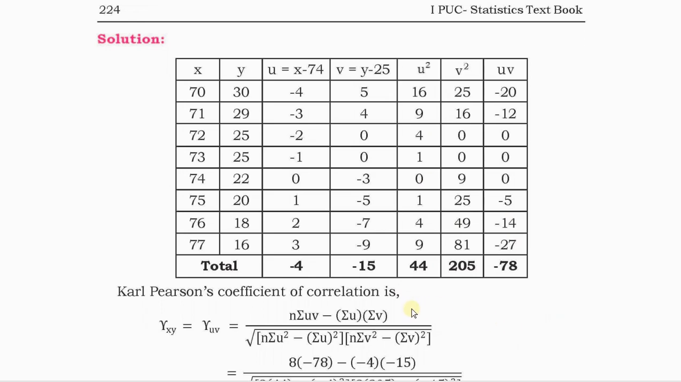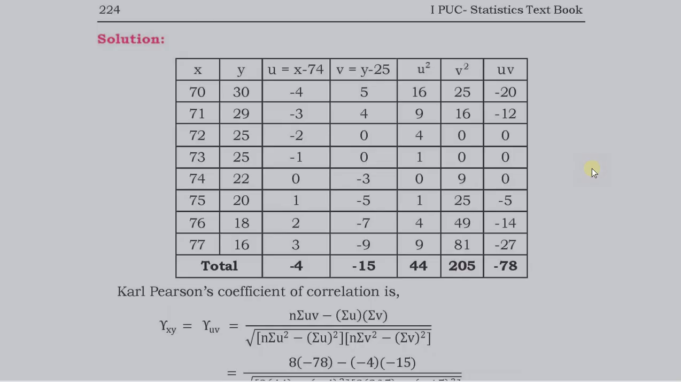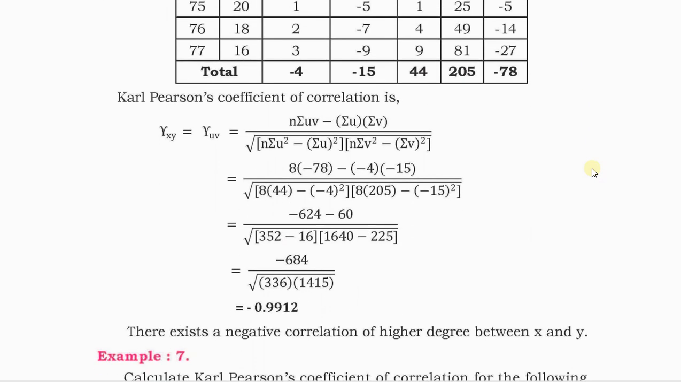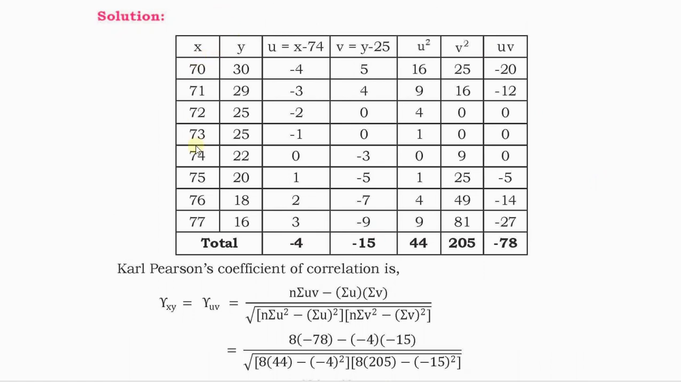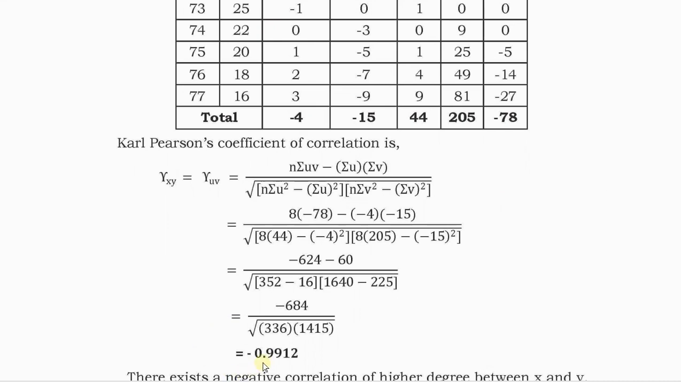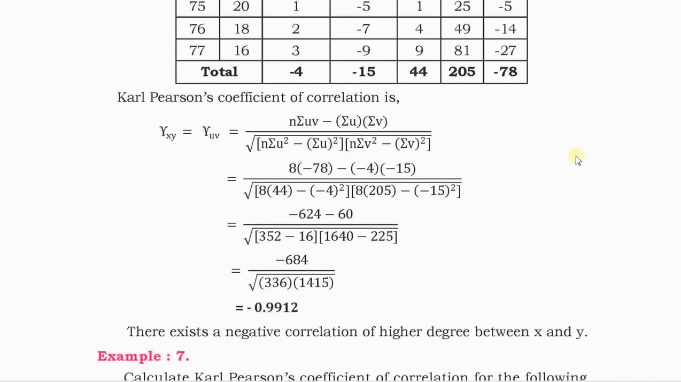But here the only thing that you have to remember is, instead of writing x you are writing u, and instead of writing y, in place of y you are writing v. That is the only change being done here. So again, if you change the origin here, it will not be affected. Even if you solve the problem as it is without changing, if you square the x values as they are, y values as they are, if you take the products, you will still get the same result, minus 0.9912. You can try that as a homework or as an assignment. Okay, so this is the result, higher degree negative correlation.